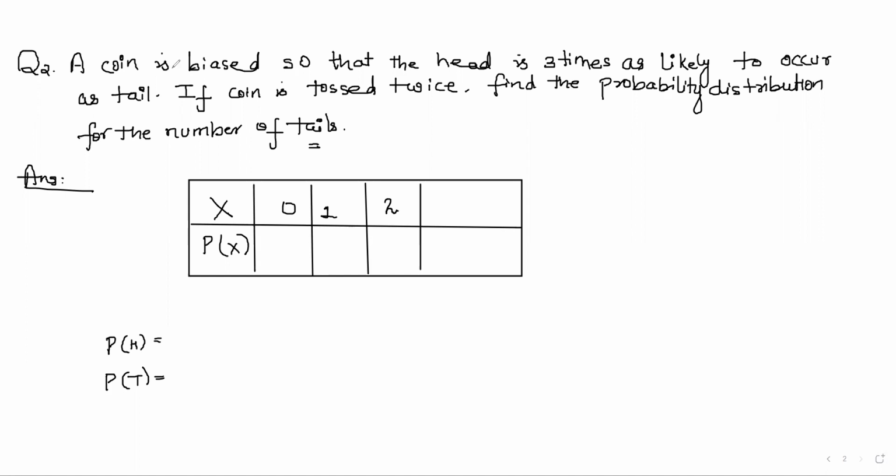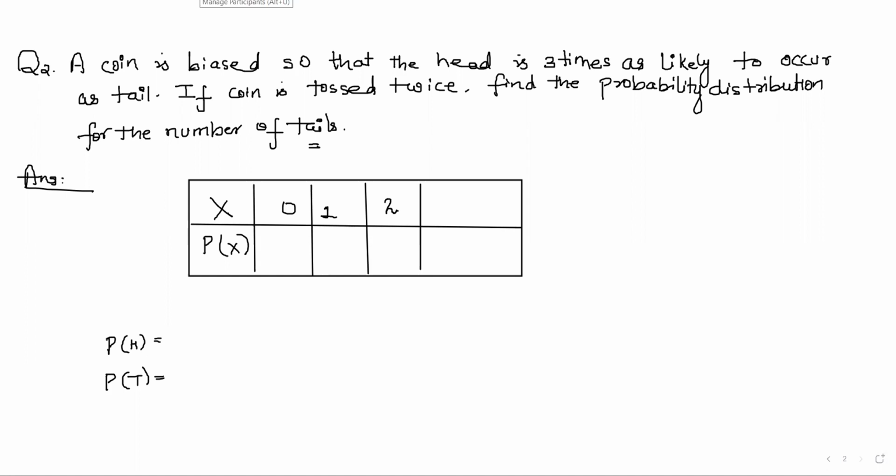Okay. They are saying a coin is biased. So the head is 3 times as likely to occur as tail. So first tell me what is the probability of getting a head. 3/4. Very, very good, Atif. That's correct.